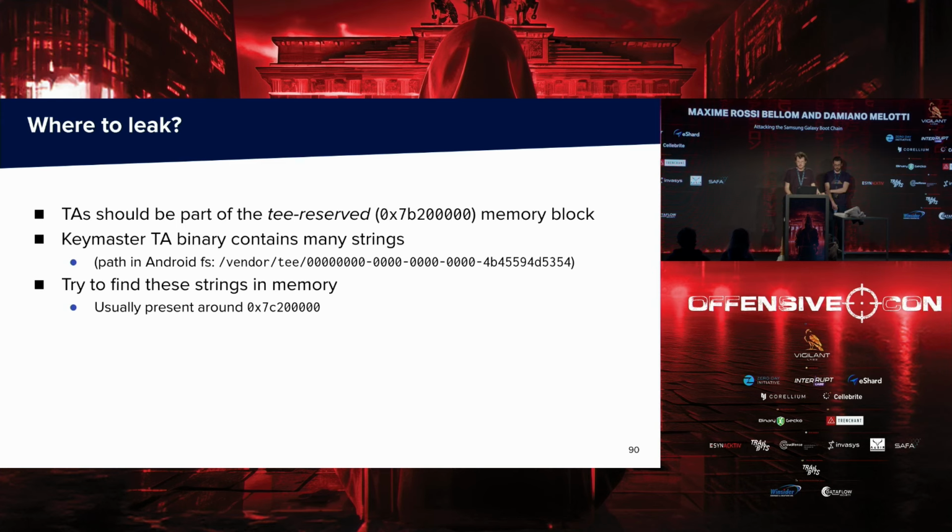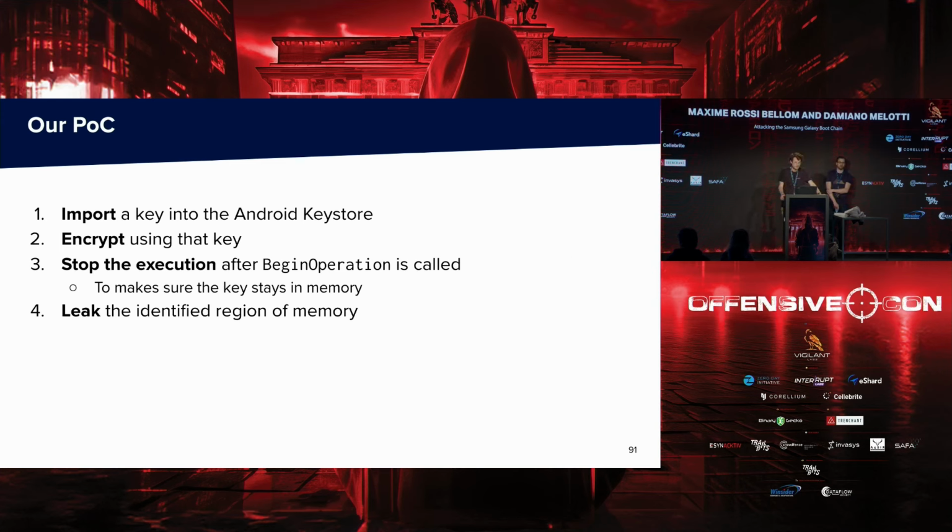So at this point, the POC becomes very simple. We want to import a key into keystore. Then we want to use it, for example, with an encryption, but stop the execution right after begin operation is called. So at that point in time, the key will be loaded in memory in the trusted OS, and that way we can leak it.